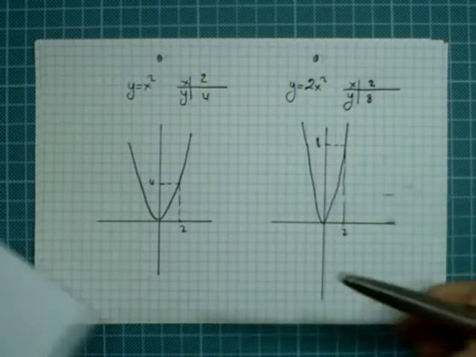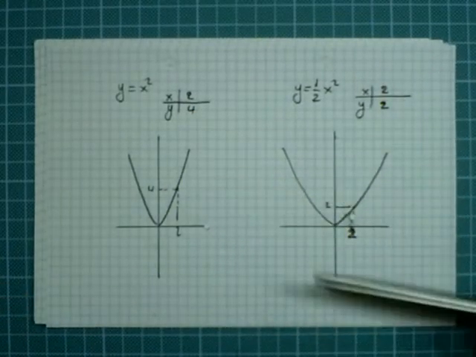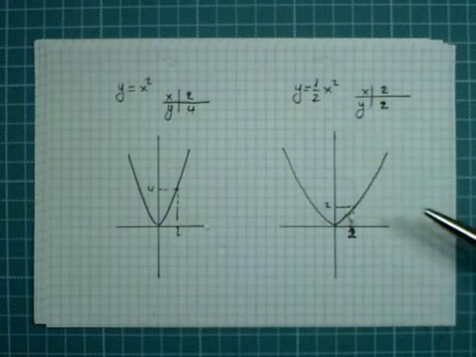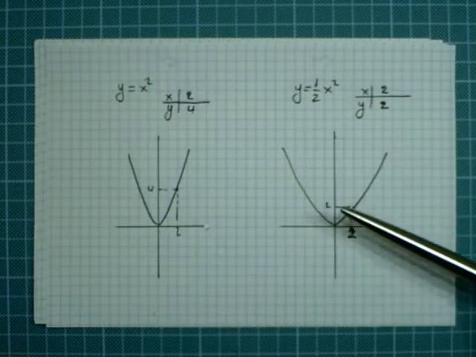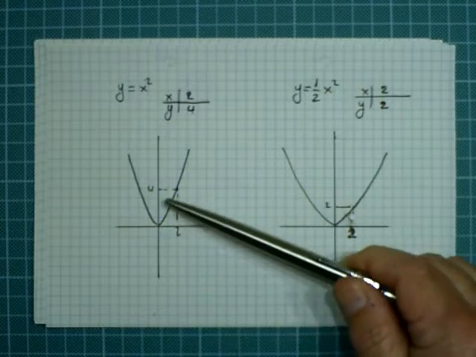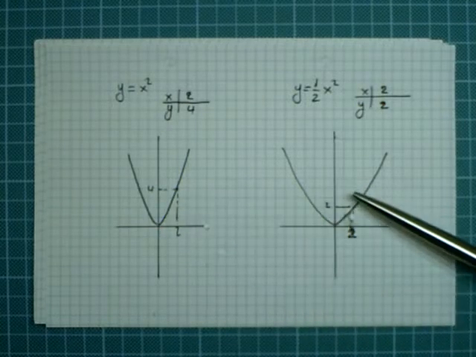What happens if we multiply the right hand side by the number 1 over 2? In this case, our graph becomes wider. This graph is narrower, the original graph is narrower than the new graph.